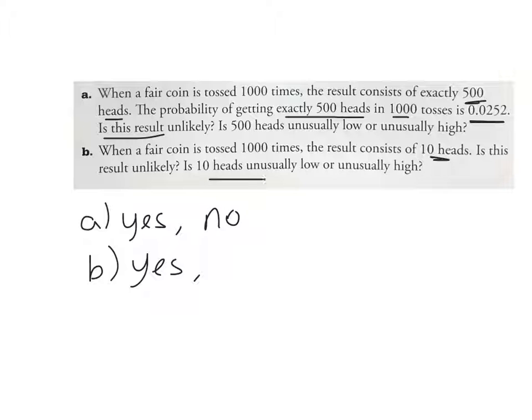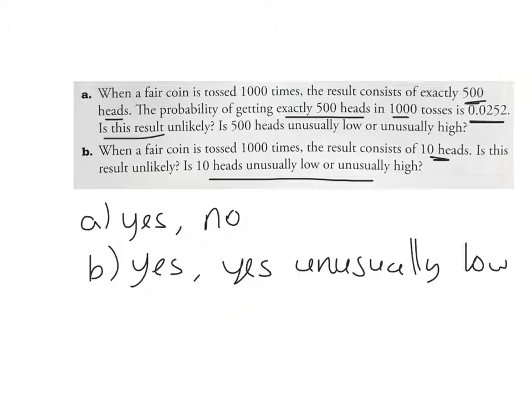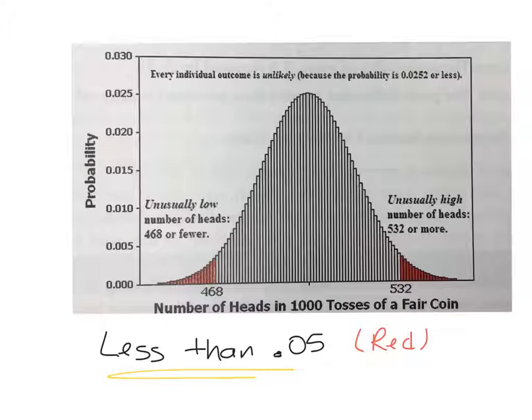Now, is it unusually low or unusually high? We would say it's definitely unusually low. We would never expect to get just 10 heads in 1,000 tosses. Hope you see the difference there. Unlikely has to do with whether the probability is high or low, above 0.05 or below 0.05. Unusually low or high is the actual outcome itself.